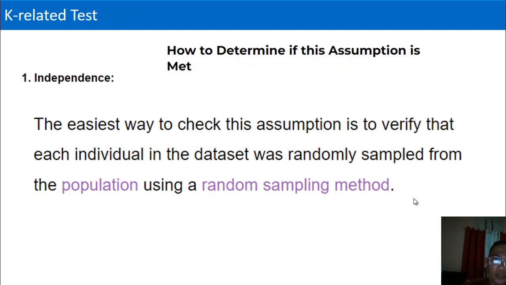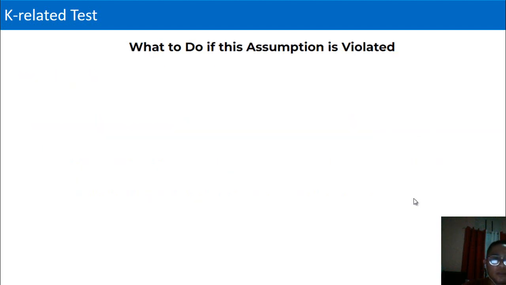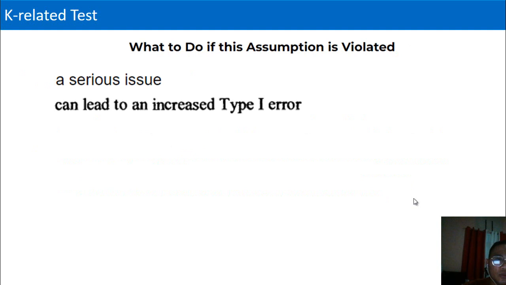So titingnan natin kung naka-random sampling method ba tayo. What if kung hindi naka-random sampling method or hindi siya independent? So that means that is a really serious issue, and that can lead to an increased type 1 error. When you say type 1 error, it means you are rejecting the null hypothesis even if it is true.